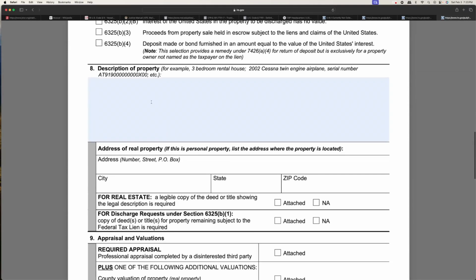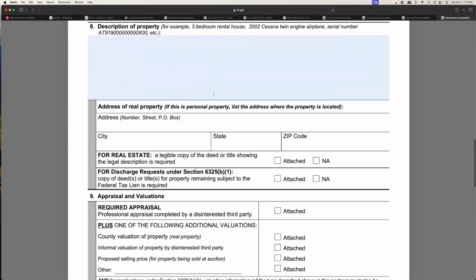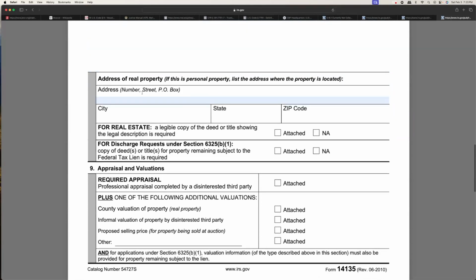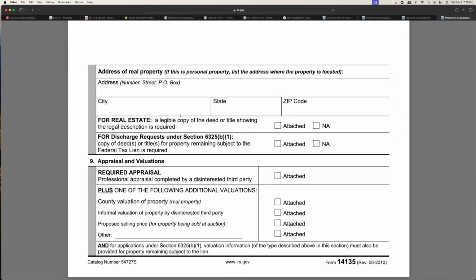Number 8, description of property. That would be the legal description. Address of property. You put the address. Now, check this out. You see this in parentheses? Look how sneaky the IRS is. If this is personal property, list the address where the property is located.